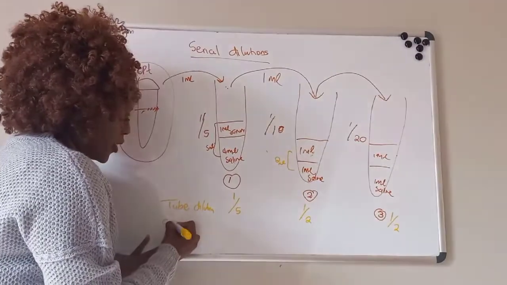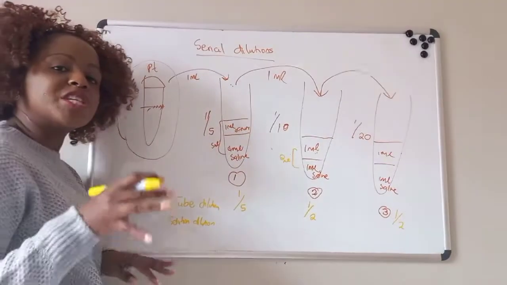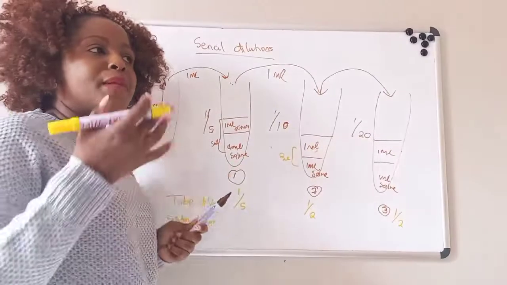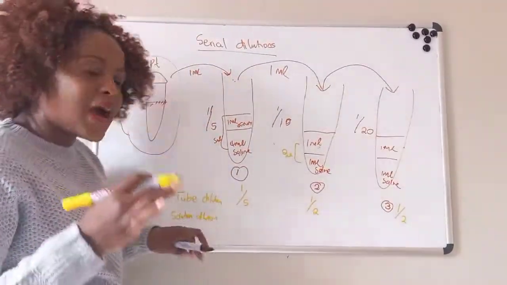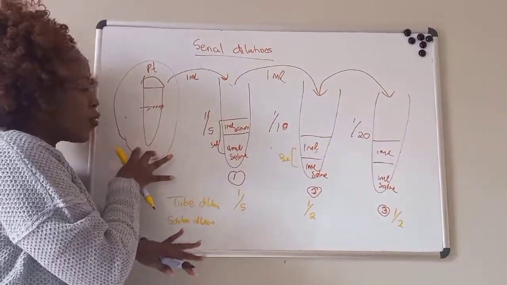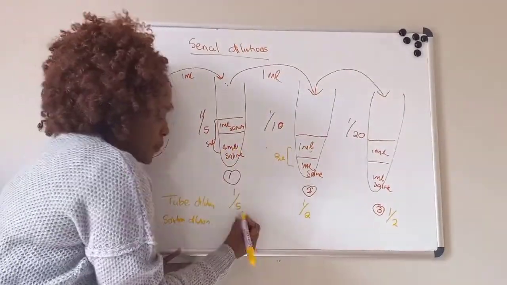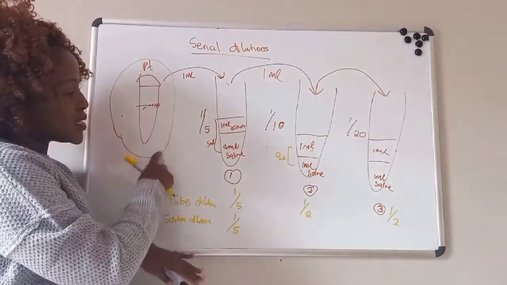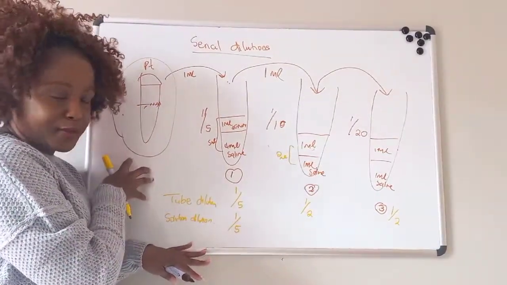So now let's talk about a solution dilution. Basically, what a solution dilution means is the number of times you have decreased the concentration of the analyte. So from tube number 1, because you took your solute from the original sample and mixed it with 4 mils of saline, the solution dilution is still going to be a 1 in 5, because you have decreased the concentration of the analyte from your patient 5 times.